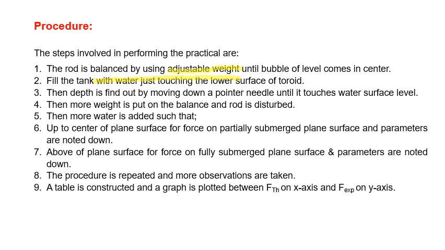And then put some weight on the weighing pan, and it will cause the rod to be disturbed. We balance it by adding some water to it, and you have to note the position of the bubble. Once it comes to the center, it has been balanced. You have to take 3 readings for a partially submerged case and 3 readings for a fully submerged case, and note down all the parameters required. The procedure is repeated and more observations are taken, a table is constructed and a graph is plotted between F theoretical on the x-axis and F experimental on the y-axis.